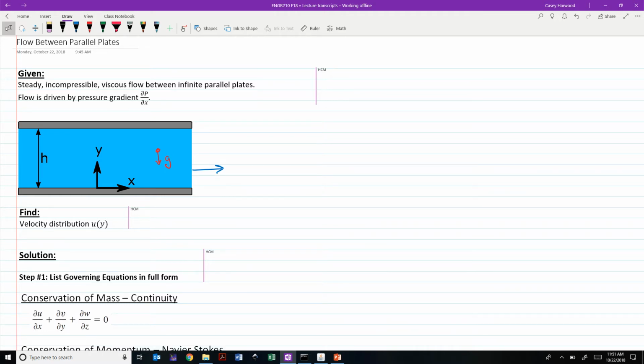So what we would be tasked to find in this problem is the velocity distribution across the gap between these 2 plates. In other words, what is the x component of velocity as a function of the y coordinate? I'll give everyone a minute to copy down the problem statement.